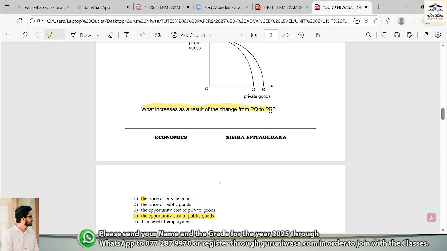Can you calculate the opportunity cost of producing a private good now after this change? I want both of you to calculate it. Hurry up. Look at my graph with values. Public goods maximum 25, private goods 50 and 100. I want you to calculate the opportunity cost of producing a private good after this change.